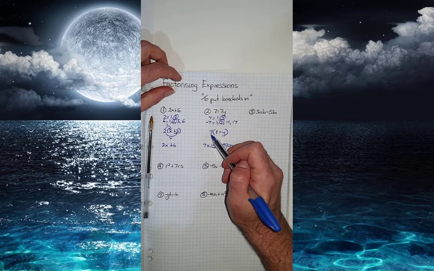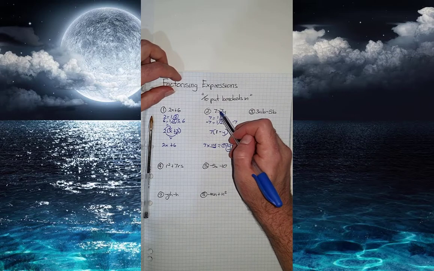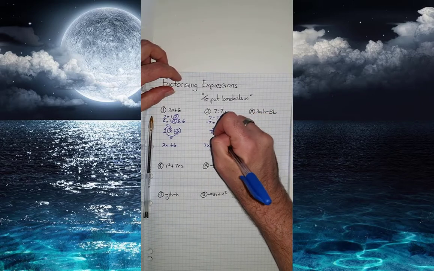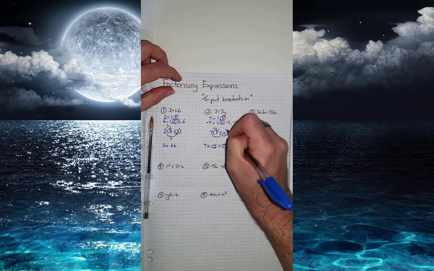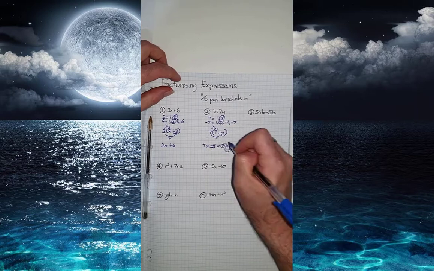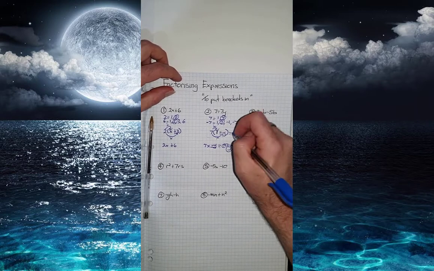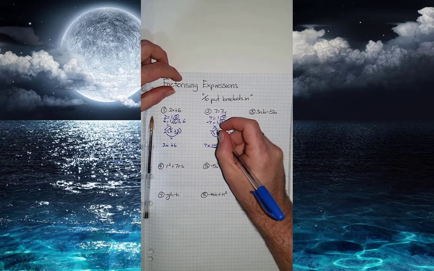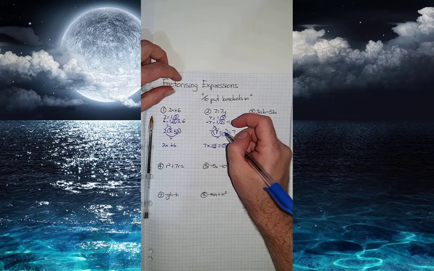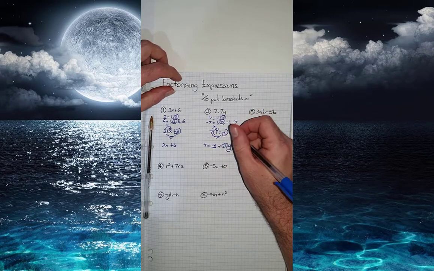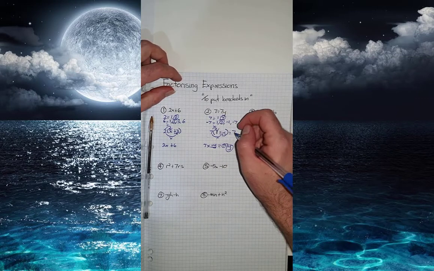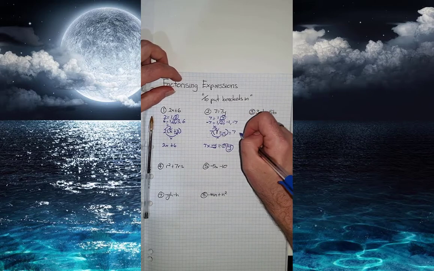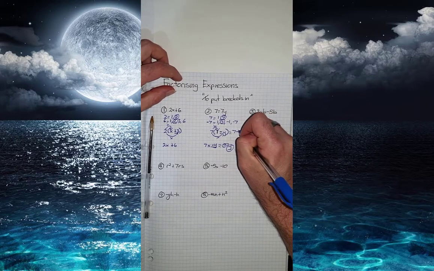Now if I expand that out, 7 times 1 is 7. 7 times negative y, or 7 times negative 1y, we know that indicates a negative 1, equals negative 7y. So we have successfully put the brackets into this expression. Let's have a look at this one.